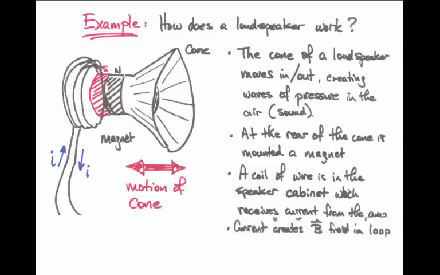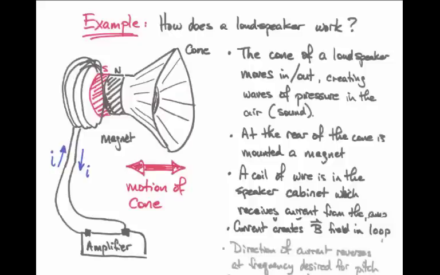The current creates a B field in the loop, and the direction of that B field depends on whether the current flows into the coil one way or the other way. This current can be made to change direction many times per second using the amplifier, which pushes current back and forth. In that sense, this system is a lot like a motor, where electrical energy from the amplifier is being converted into mechanical energy, making the magnet on the back of the cone drive back and forth.